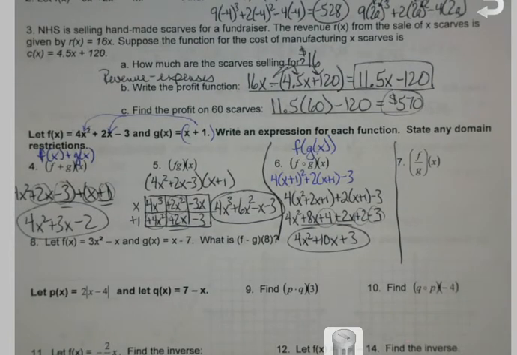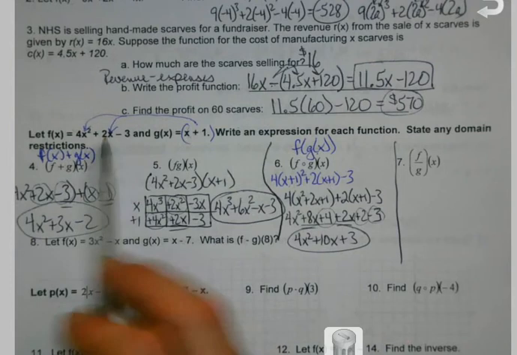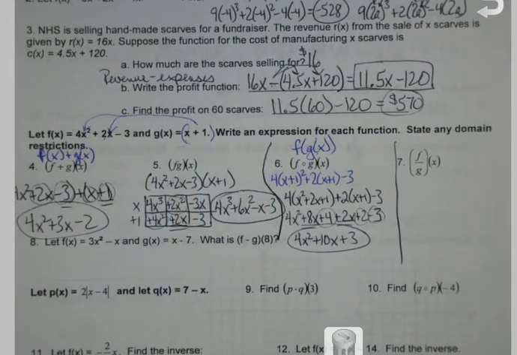But you have to understand what's being asked for. If those were switched around, if it was g of f of x, I'd be plugging f into g's x. So the order does matter. The second one is the one you're plugging in.